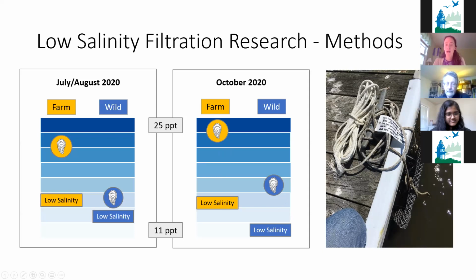By conducting these paired normal and low salinity filtration experiments, we were able to generate some interesting comparisons. And before we move on, I just want to note that there was a really small difference in salinity for these wild oysters that were tested in August.